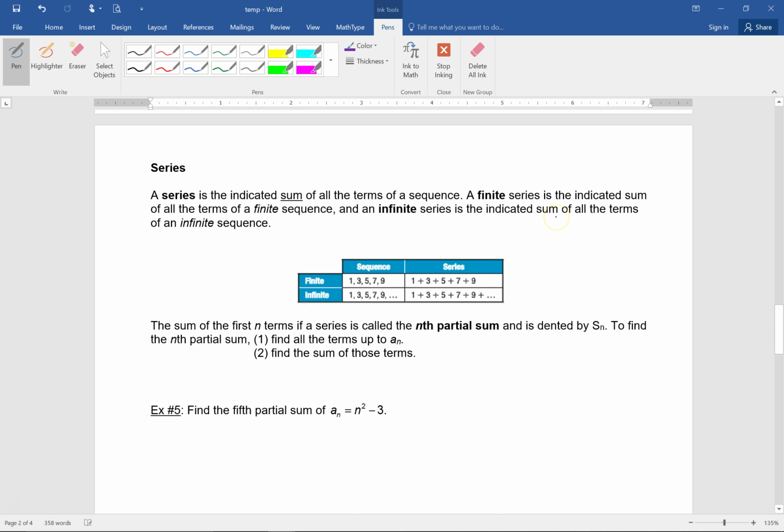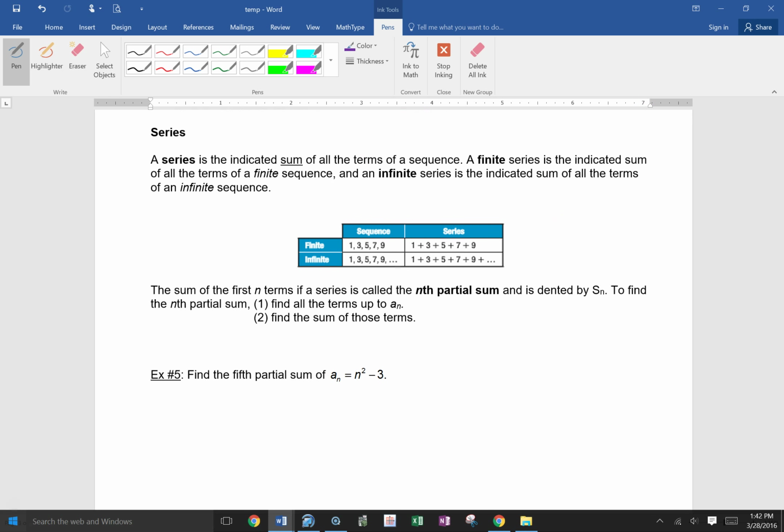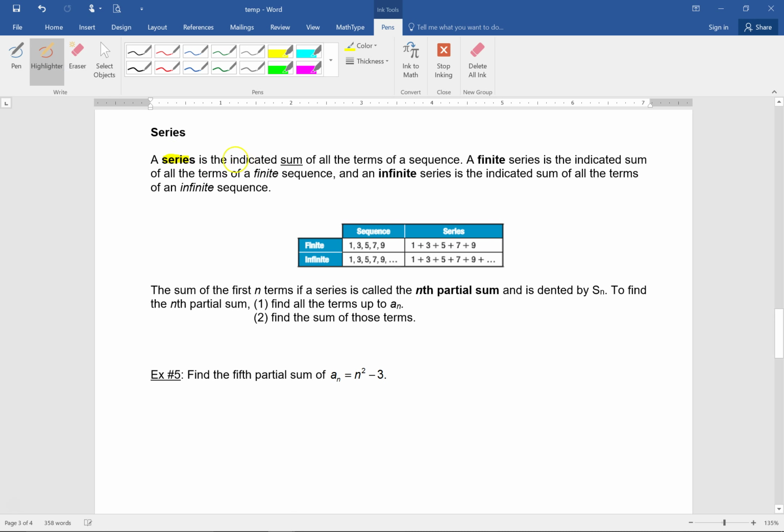Now, suppose you took this list, this sequence, and you're on a plane going to, I don't know, Israel, and you've got all this time to kill, and you go, oh my God, I've got this really long sequence here. Let me just sit here and add all the numbers. That becomes a series. So a series is the indicated sum of all the terms in a sequence. A finite series is the sum of all the terms in a finite sequence, and an infinite series is the sum of all the terms in an infinite sequence.